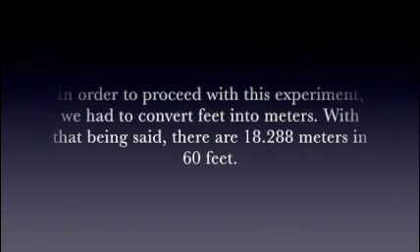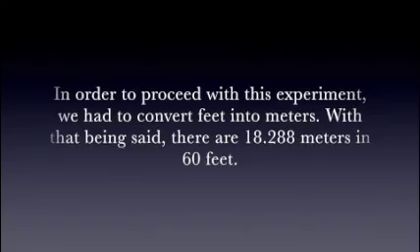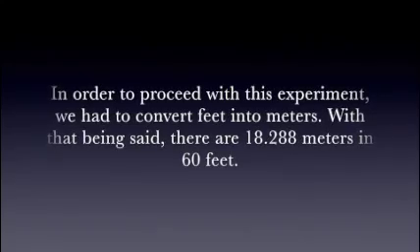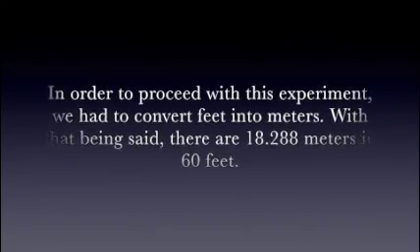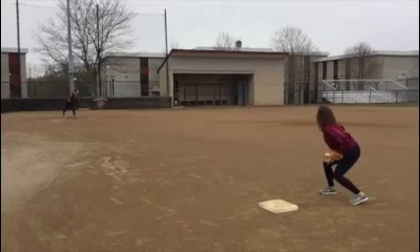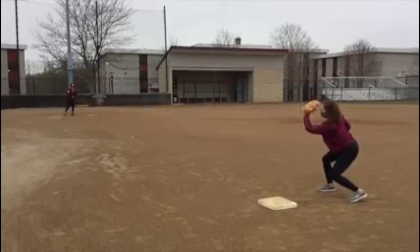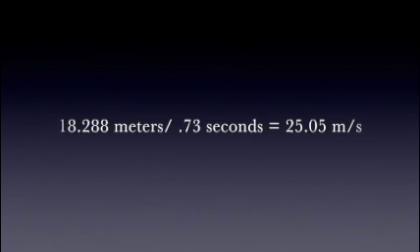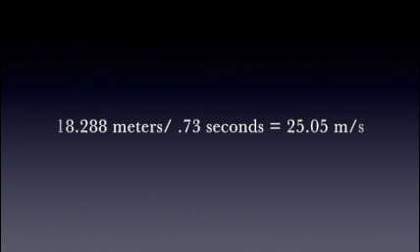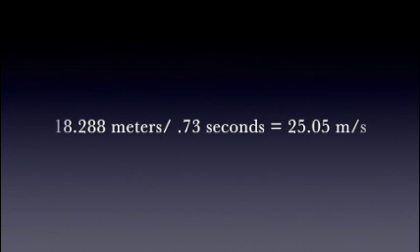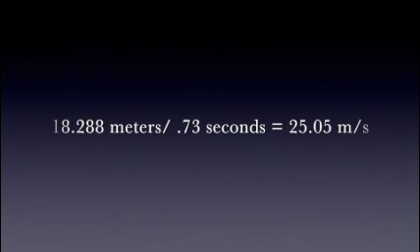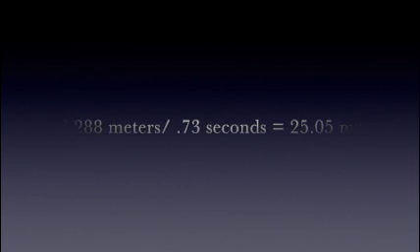For our first three trials, the ball was thrown from home to first. The distance between home and first is 60 feet, which can be converted to 18.822 meters. For our first trial, the softball was thrown from home plate to first base. The time is recorded at 0.73 seconds at 55 miles per hour. 18.822 meters divided by 0.73 seconds equals 25.05 meters per second.